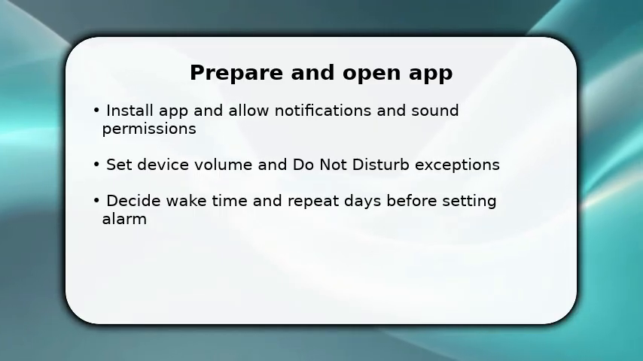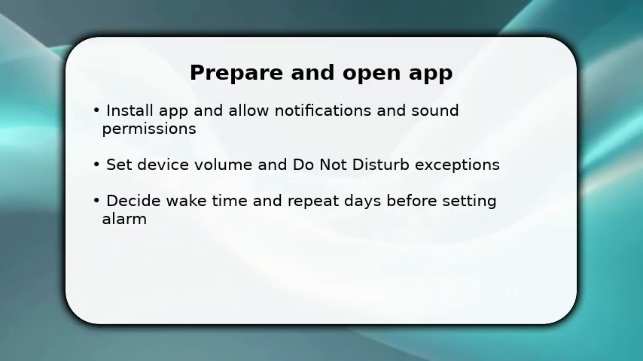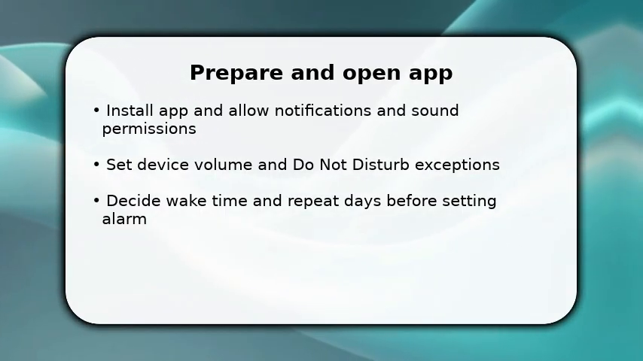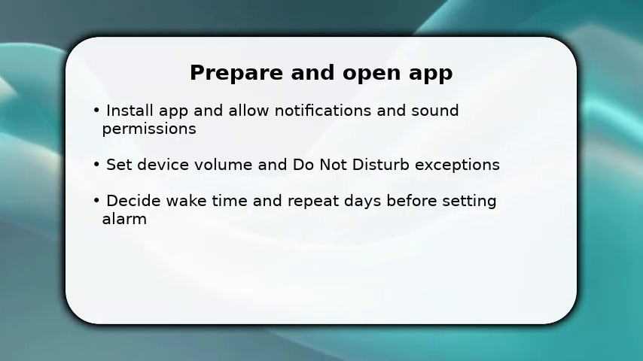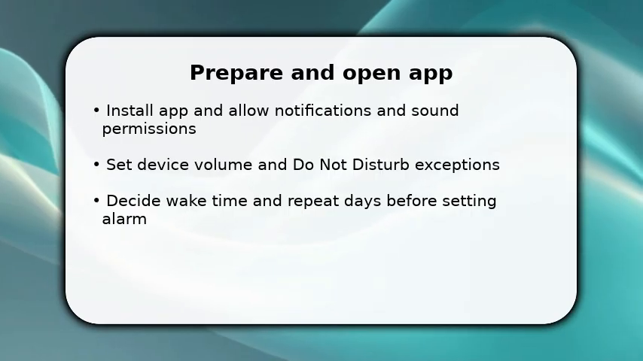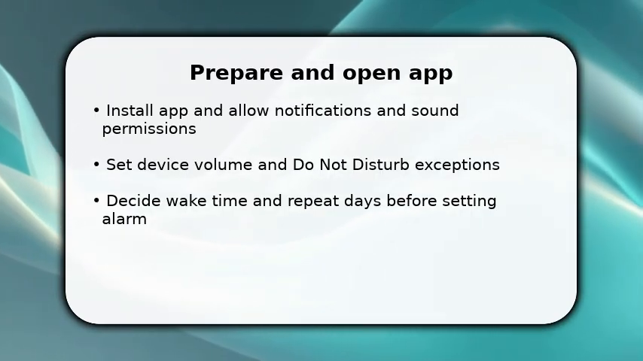You'll start by opening the alarm app and confirming it can send notifications and play sound. Once done, make sure your phone volume and do not disturb exceptions permit alarms, otherwise nothing will ring. Now tap the add or plus button to create a new alarm.